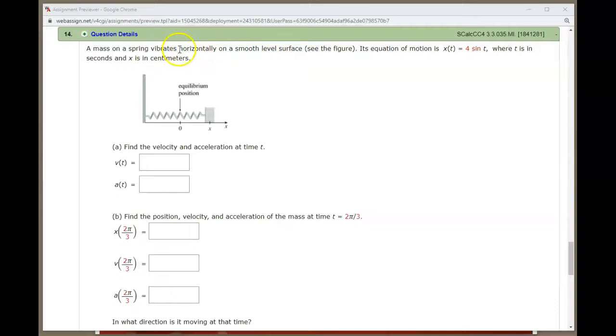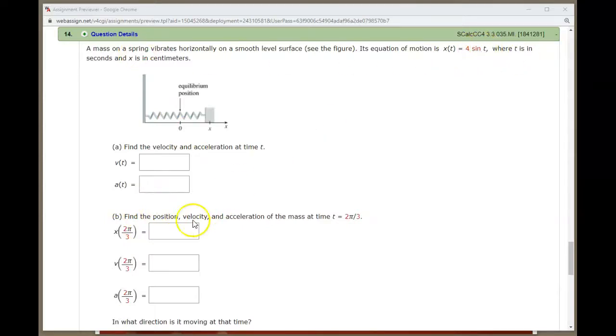The number 14 here has the spring vibrating on a smooth surface. And oftentimes they have these hanging down. So it's a motion of a hanging spring. So find the velocity and acceleration in time t. Velocity is first derivative. Acceleration is the second derivative. The position is just the original equation. So x of t equals 4 sine of t.